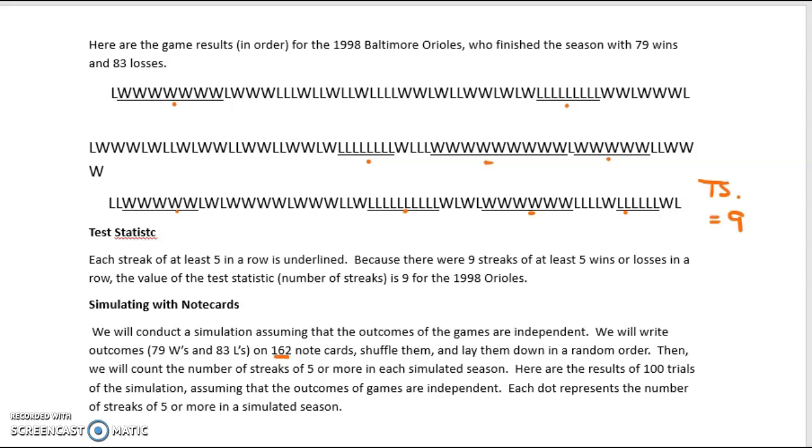Down here, I like what they're saying. Good example of doing the simulations, caveman style with the cards. If you wanted to simulate this, you would basically take 162 total cards and count up how many wins they got, which is nice. They're telling you you would put 79 W's on those cards. You'd put 83 losses on those cards. Again, for a grand total of 162. You're going to shuffle them up as good as you can. Then you're going to lay them down. And then once you lay them down, you're going to start counting again how many streaks of 5 or more you got. Okay, and that would represent one simulation of 162 games.